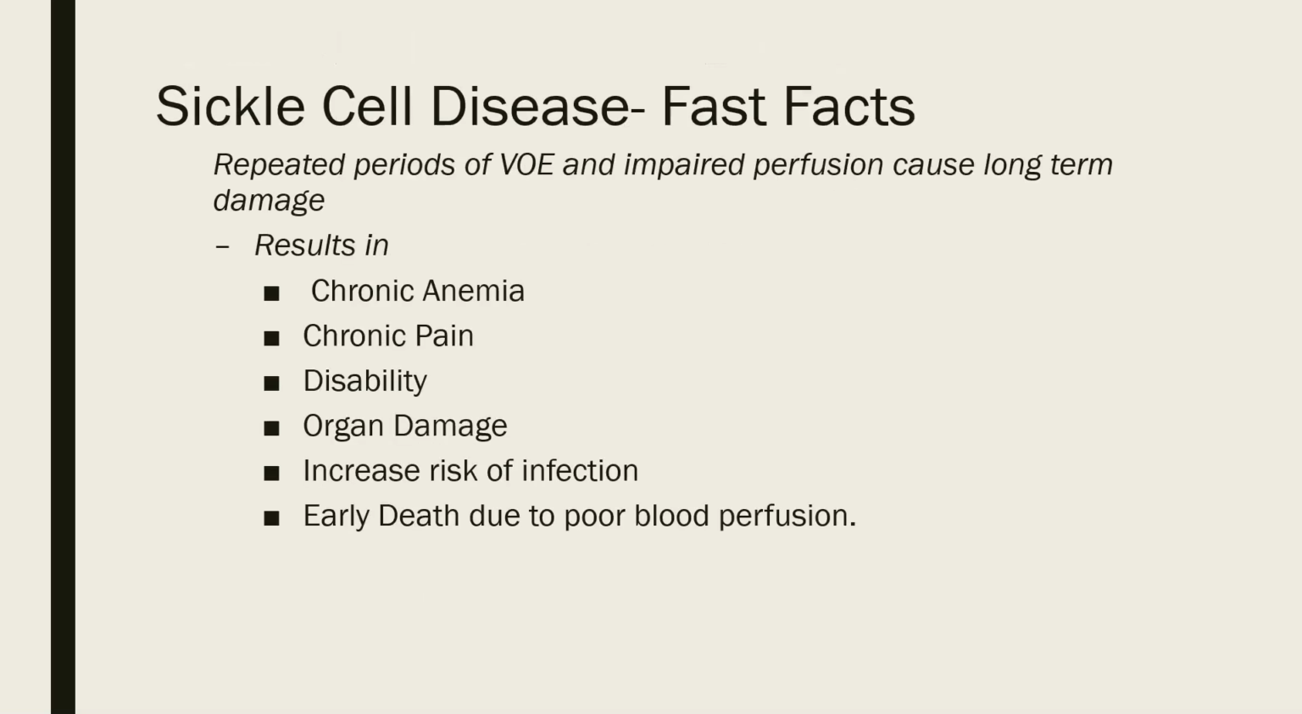So, more sickle cell facts. With repeated periods of VOE and impaired perfusion, you have long-term damage. What this results in is chronic anemia. These patients a lot of times have chronic pain. They become disabled. They'll have organ damage from the sickling of the red blood cells. They have an increased risk of infection. And a lot of times they will have an early death due to poor blood perfusion.